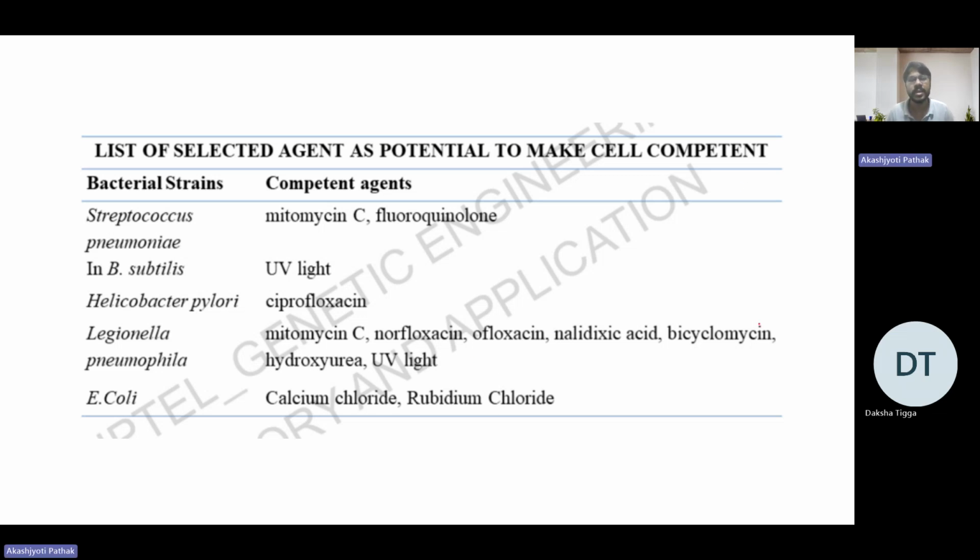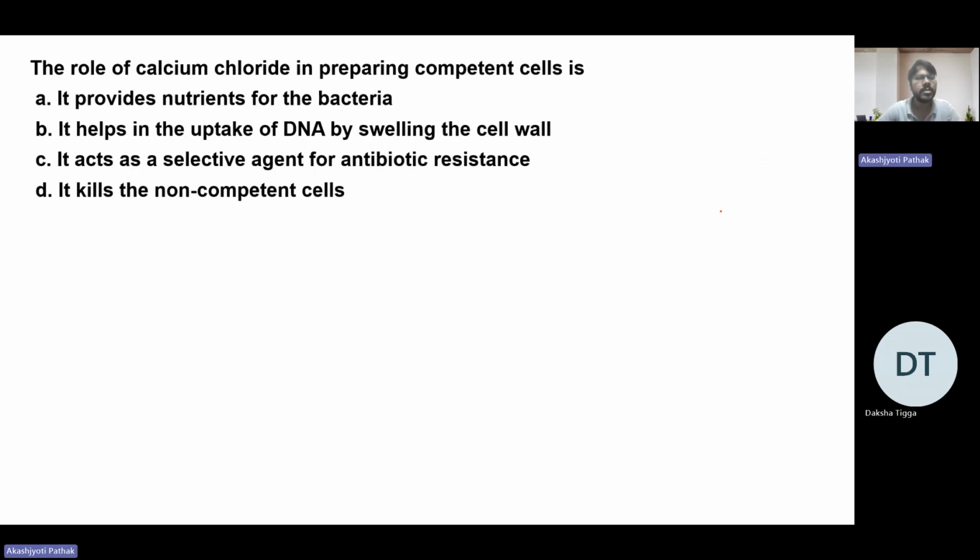So these are some things you need to remember. These points you need to remember: for which bacterial strain, what competent agent or chemical agent you have to use. Okay. So the role of calcium chloride, so if you have understood, answer this question quickly. What is the role of calcium chloride in preparing competent cells?